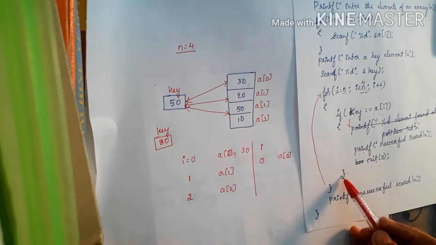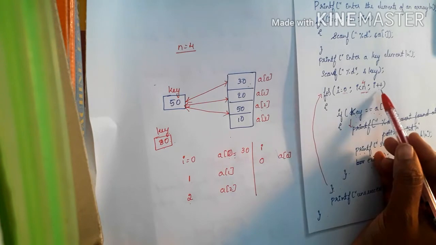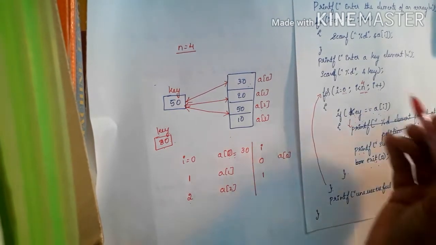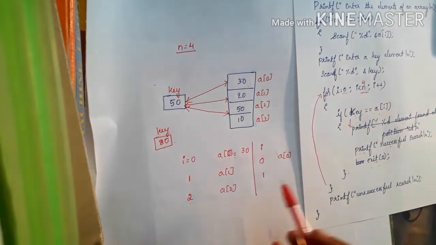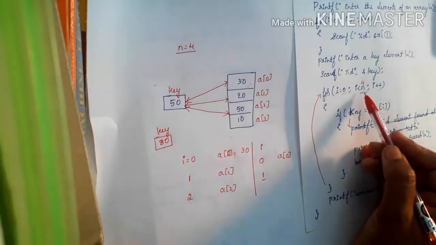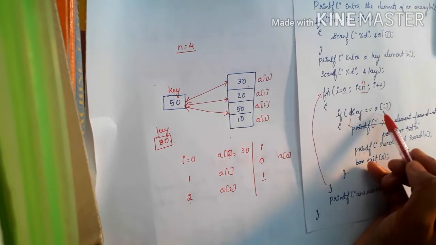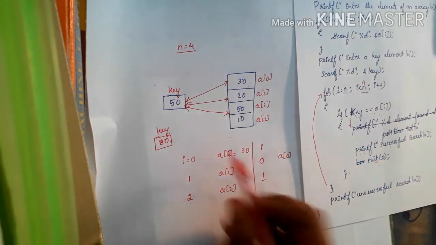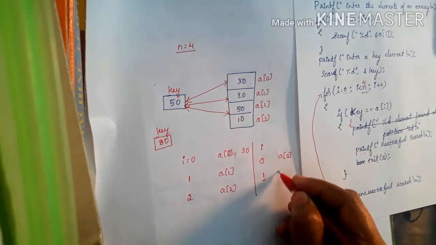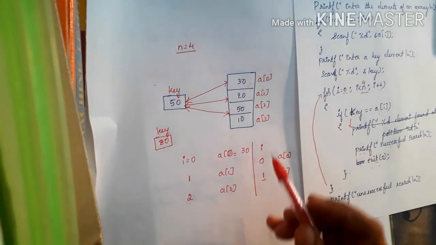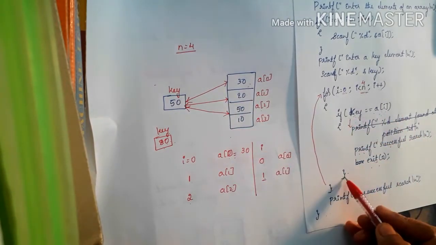So, control moves out of if, then end for means control returns back to for loop. Then updation, that is I is incremented by 1 means I becomes 1. Then condition, is I less than 4, I value is 1, is 1 less than 4? Yes. Next, compare key with A of I. Is key equal to A of I? Key value is 80. A of I means A of 1, that is 20. Is 80 equal to 20? No. Control moves out of if.